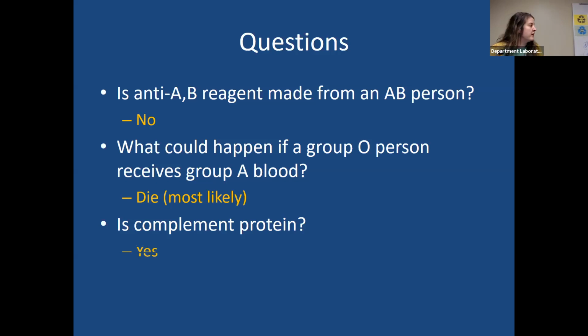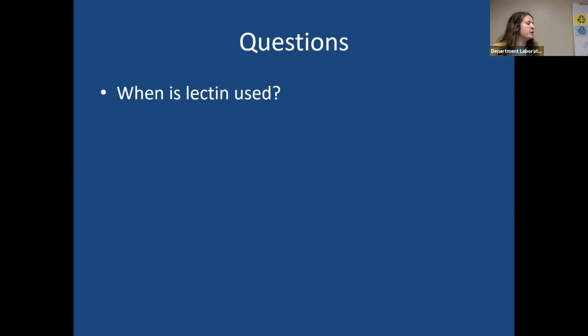Is complement a protein? When do we use lectin? When there's a discrepancy, right? When you expect your patient is a subgroup of A and has built anti-A1, all right?